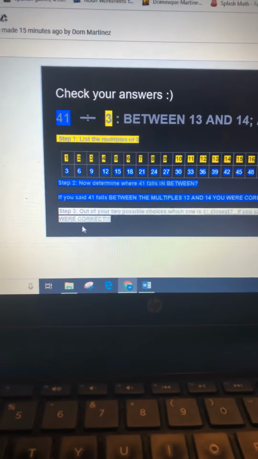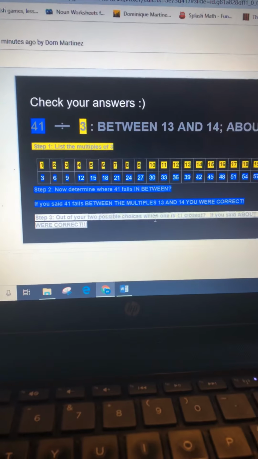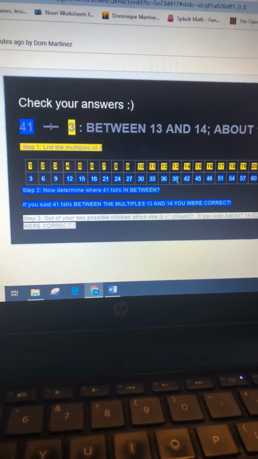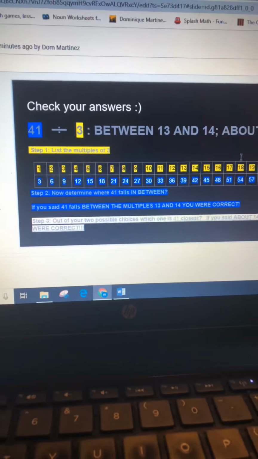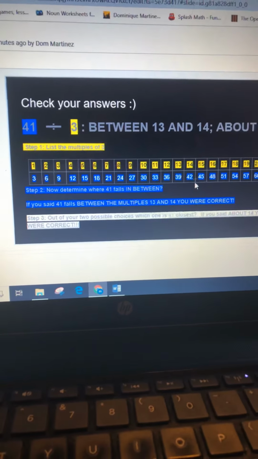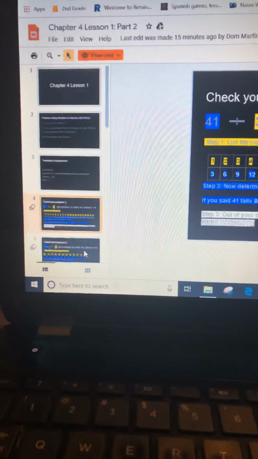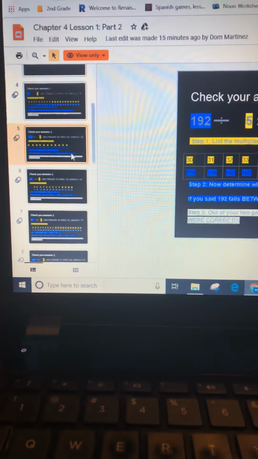Now we took that a step further, trying to guess what 41 was closest to. So step 3 is, out of your two possible choices, 13 and 14, which one is 41 closest to? If you look, the number 41 is going to be closest to 14, right? 41, 42. So it's obviously going to be closest to that number. If you got that one right, great. You will have to go a little bit higher. That's why I stress so much about learning your multiplication tables if you haven't, because division is all multiplication, just reversed.